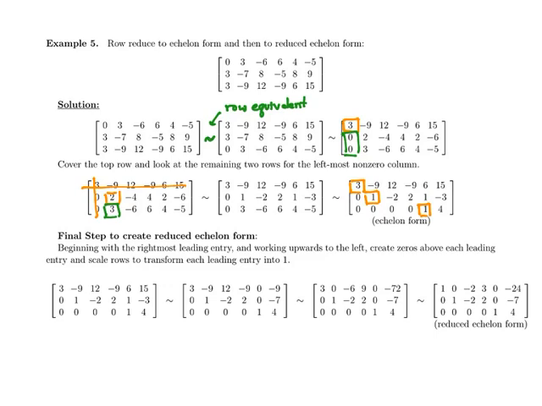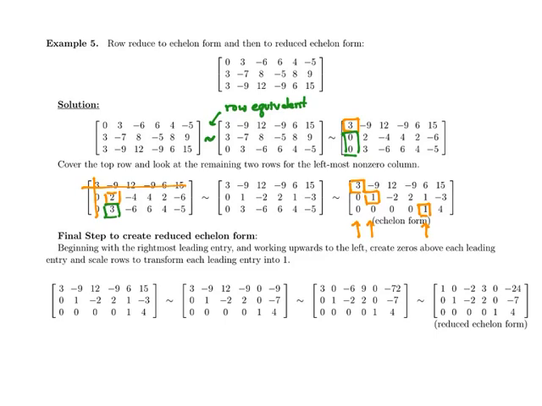echelon form. We have our pivots. They move from left to right as we go down. Zeros underneath. They don't have to be ones necessarily. This is our echelon form. We can see right now our pivot columns are 1, 2, and 5. Those pivot columns are not going to change as we go to reduced echelon form.